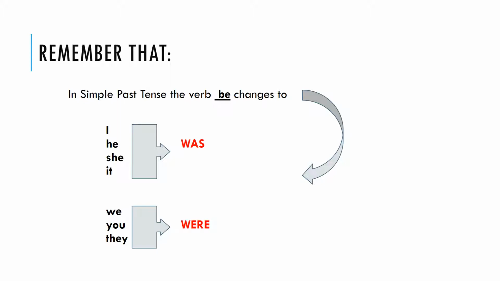Remember that in simple past tense, the verb be changes to was or were depending on where we use it. With I, he, she, and it, we use it as was, and with we, you, and they, we use it as were.